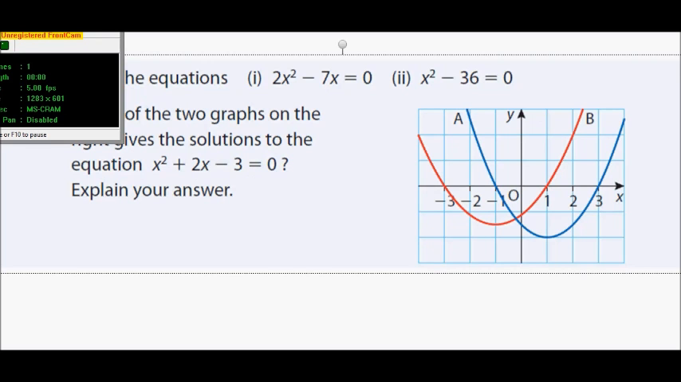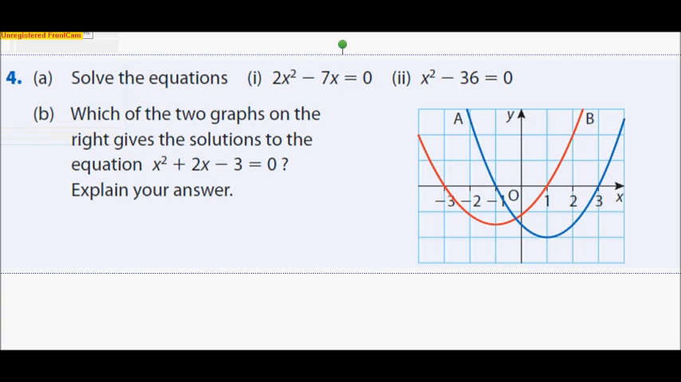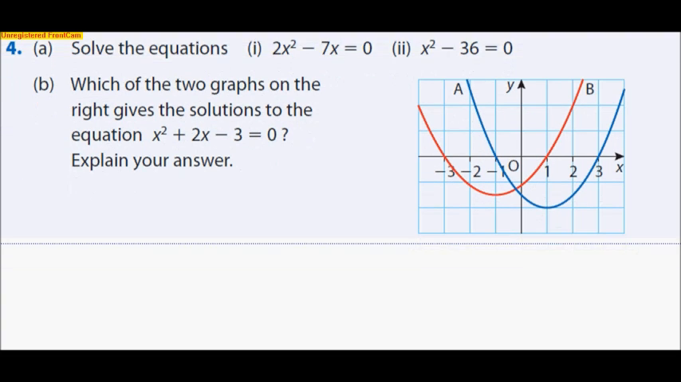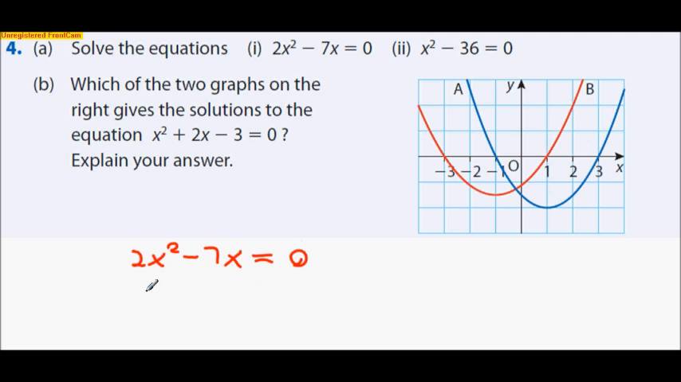Okay, so in this one we're doing 4a. Solve the equation 2x squared minus 7x. Now 2x squared minus 7x, you notice it doesn't have the third part in it. So all that we've got to do here is factorize. So we're going to take out what they have in common, and what they have in common is the x. So you're going to get x into 2x minus 7 equals 0.